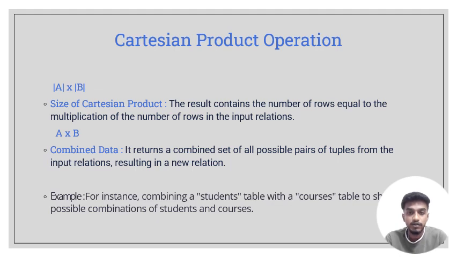Next, we will discuss the Cartesian product operation. Size of a Cartesian product: the result contains a number of rows equal to the multiplication of the number of rows in the input relations. It returns the combined set of all possible pairs of tuples from the input relations, resulting in a new relation. For example, a student table with a course table to show the possible combinations of students and courses.